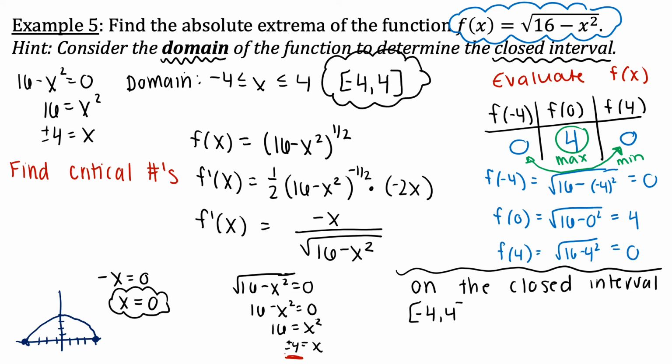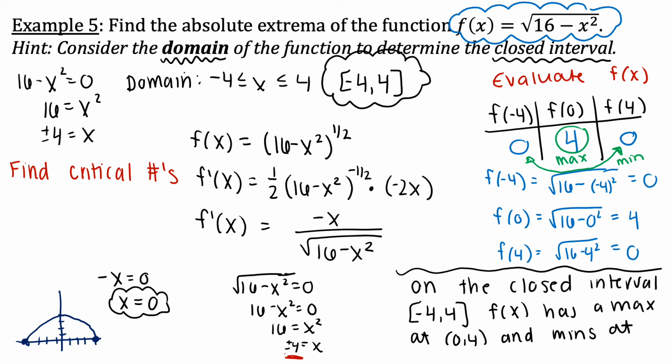So we can write, on the closed interval negative 4 to 4, our function f of x has a max at the point (0, 4), and minimum points at the points (-4, 0) and (4, 0). Sorry for squeezing that in at the bottom there.